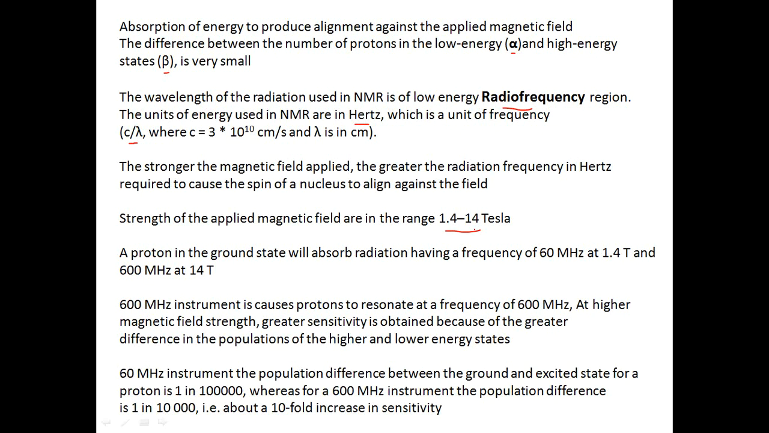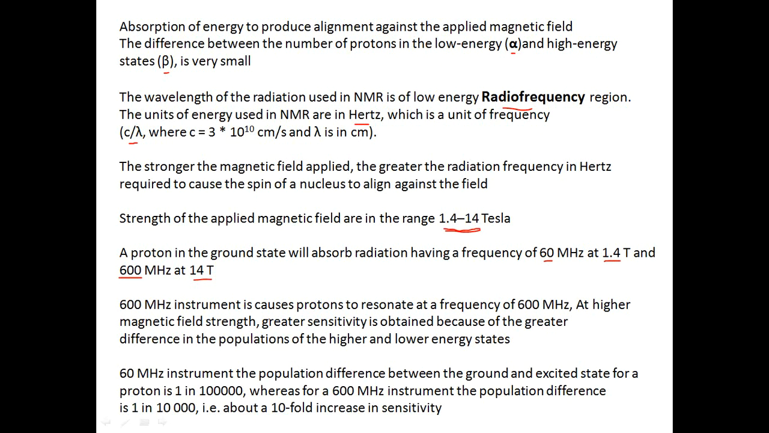The strength of the magnetic field used in NMR spectroscopy is in the range of 1.4 Tesla to 14 Tesla, and the frequency used in this range is between 60 megahertz and 600 megahertz. That is 600 megahertz when you are applying a 14 Tesla magnetic field, and 60 megahertz when you are applying a 1.4 Tesla magnetic field.